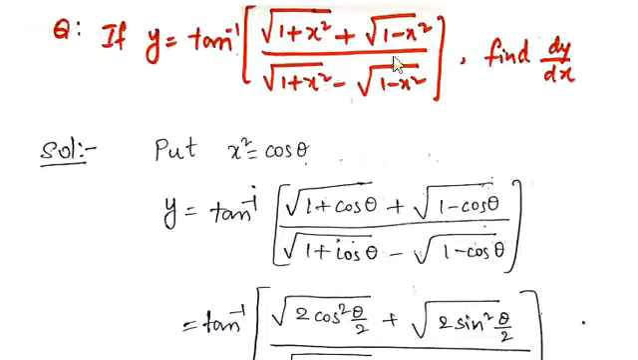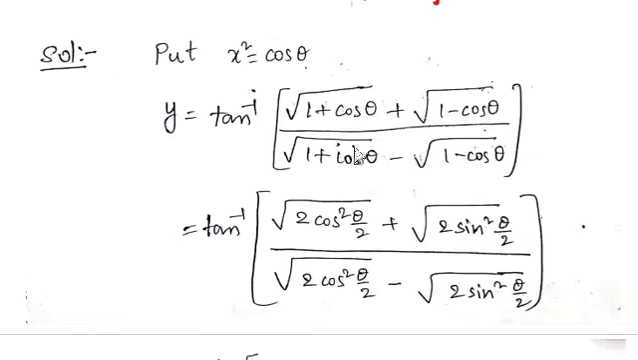So cos theta plus under root of 1 minus cos theta, under root of 1 plus cos theta minus under root of 1 minus cos theta. So we know the formula: 1 plus cos theta we can write as 2 cos square theta by 2, and 1 minus cos theta as 2 sin square theta by 2. So in the place of 1 plus cos theta we can write 2 cos square theta by 2, and in the place of 1 minus cos theta it is 2 sin square theta by 2. This is one of the formulas, and the denominator is also the same thing.